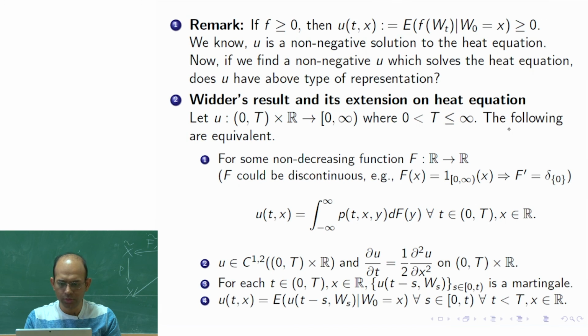Okay, so this is the fourth statement: u(t, x) is equal to the expectation of u(t−s, W_s). So one can find an estimator of this expectation by simulating W, say, a million times, and then finding out that point, and then taking the average of those values.